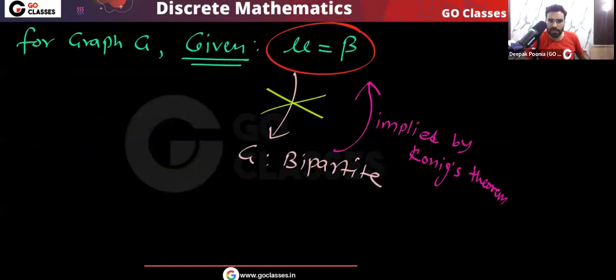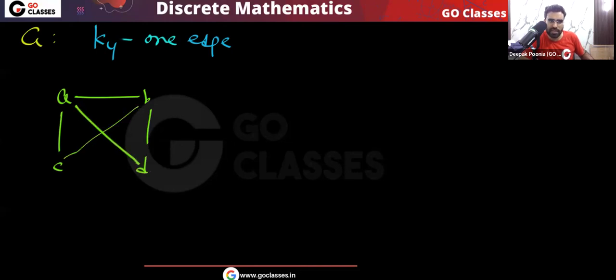Now, let me give you a counterexample if you want. Consider this graph, K4 minus one edge. This will work as a counterexample. We have vertices A, B, C, D, and we have all the edges except one edge. This one edge we don't have. So this is your K4 minus one edge.